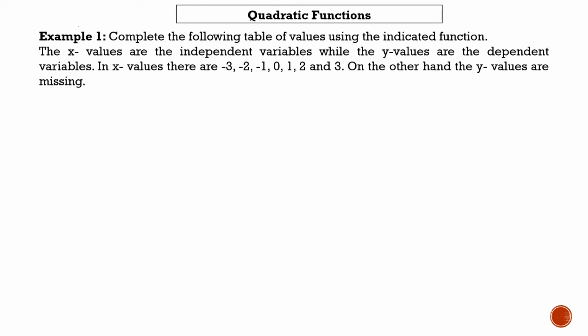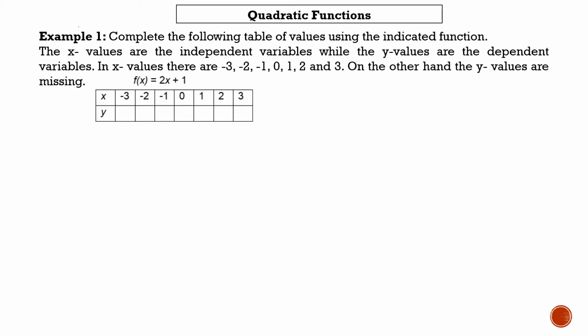Complete the following table of values using the indicated function. The x values are the independent variables while the y values are the dependent variables. In x values, we have negative 3, negative 2, negative 1, 0, 1, 2, and 3. On the other hand, the y values are missing. So let us solve for the y values by substituting x to the given equation.